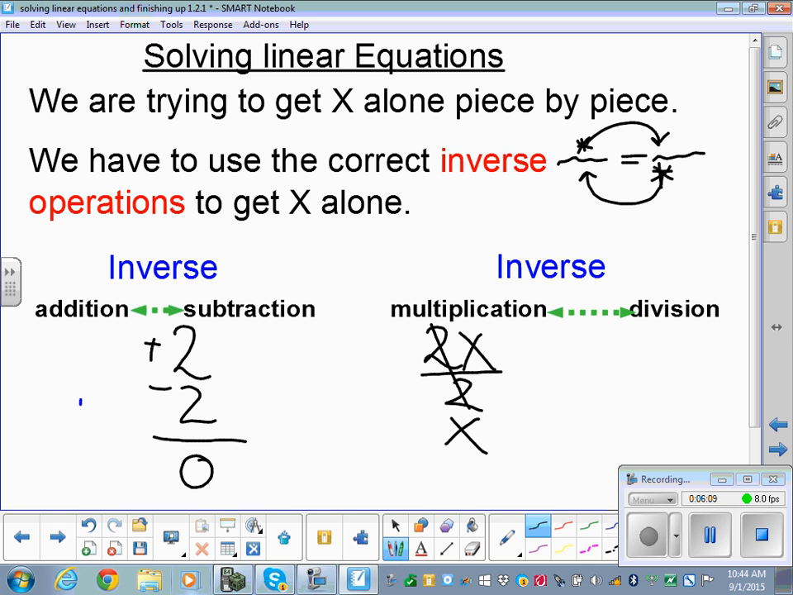So what if I switched it and had x over 2? x is being divided by 2. What undoes division? Multiplication. So if I multiply by 2, then 2 divided by 2 goes away and we just get x. So does everybody see how multiplication undoes division? Likewise, division undoes multiplication. Yay. Okay, let's practice this.